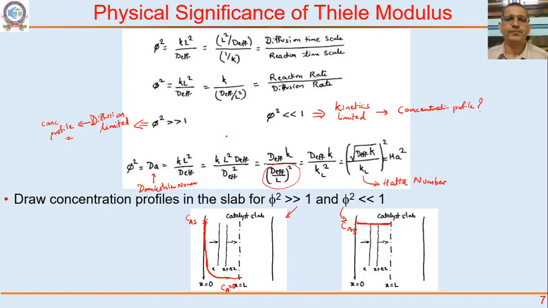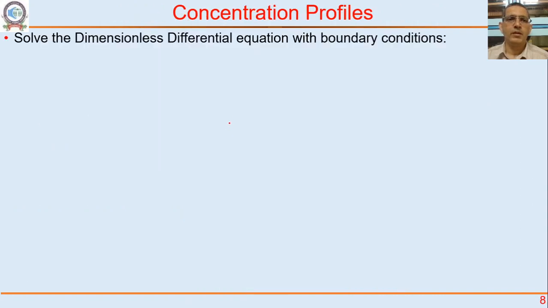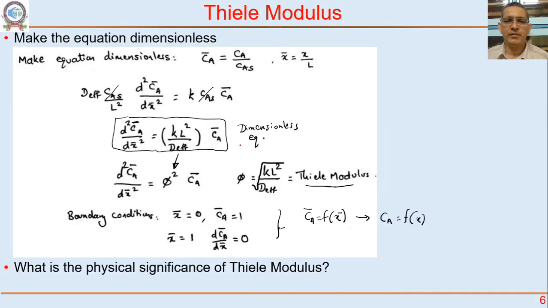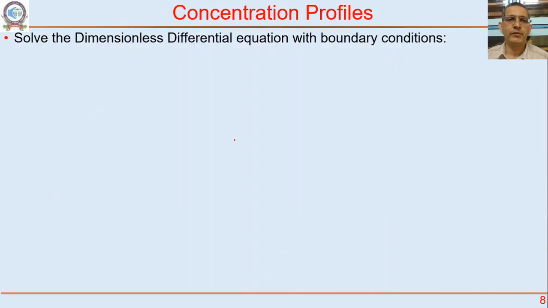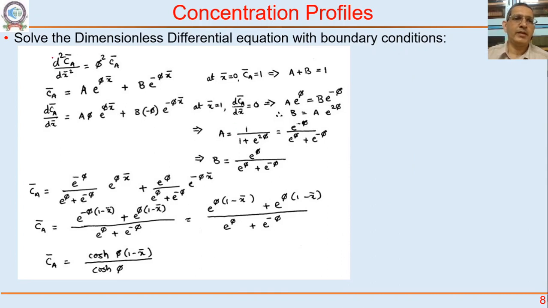Let's go forward. So solve the dimensionless differential equation with respect to these boundary conditions. Do it for yourself. Okay, here's the solution. So d square Ca bar by dx bar square is phi square Ca bar, boundary conditions: at x bar equal to 0, Ca bar is equal to 1, and at x bar equal to 1, dCa bar by dx bar is 0. Solve it for yourself. Make sure that you get this expression. Ca bar is cosh phi (1 minus x bar) divided by cosh phi.